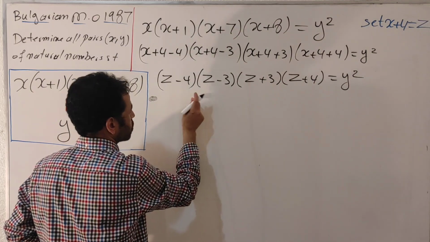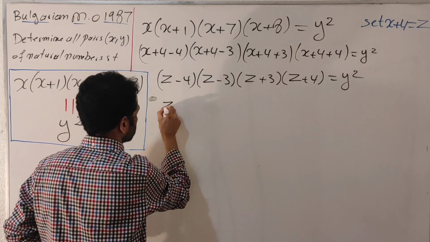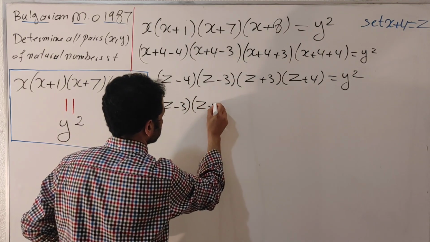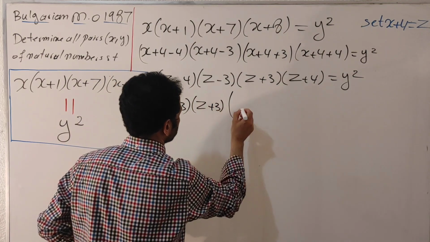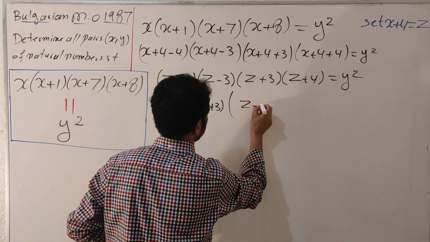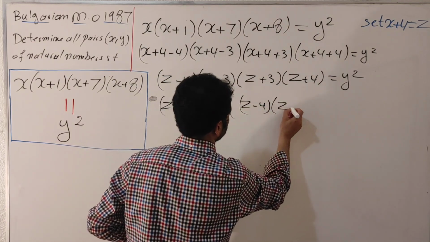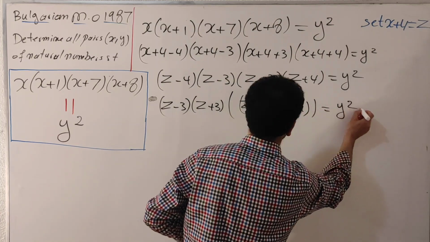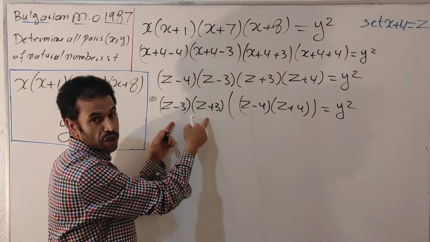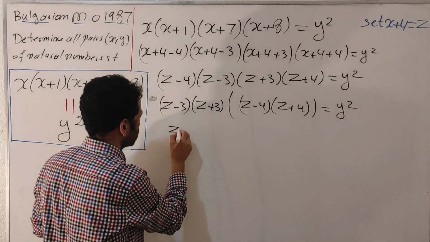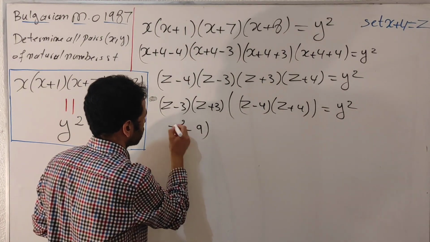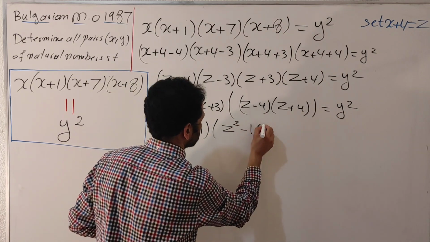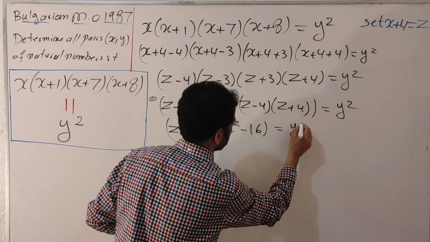I will put first z minus 3 factor z plus 3. For the next one I will have z minus 4 factor z plus 4 equals y square. I'm going to transfer this one into the original one. I will get z square minus 9. For this one I will get z square minus 16 equals y square.